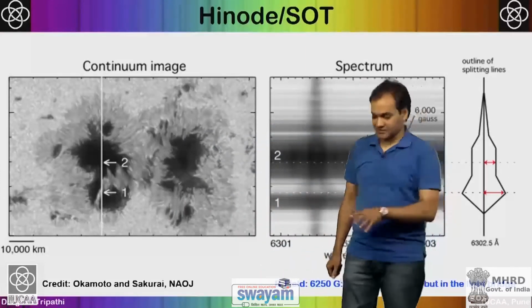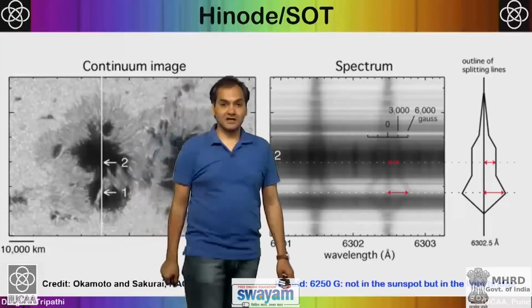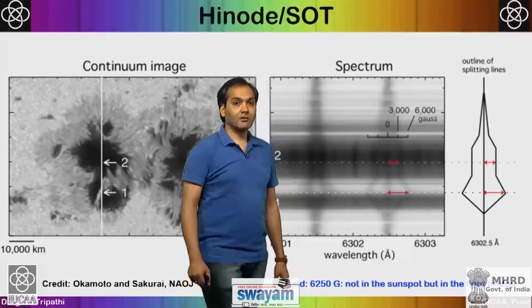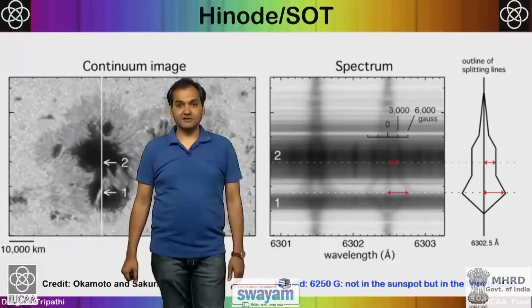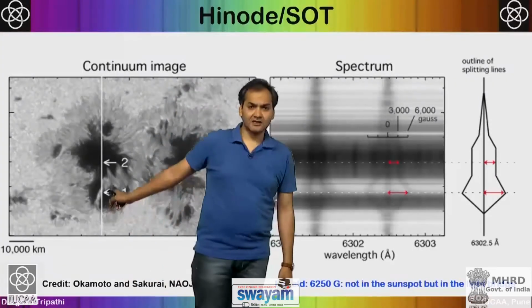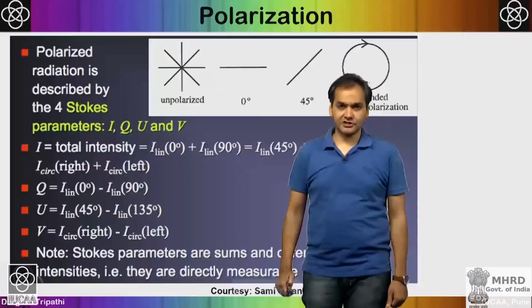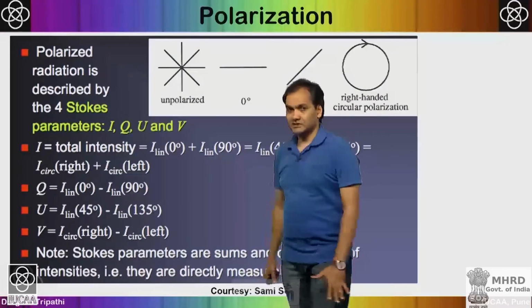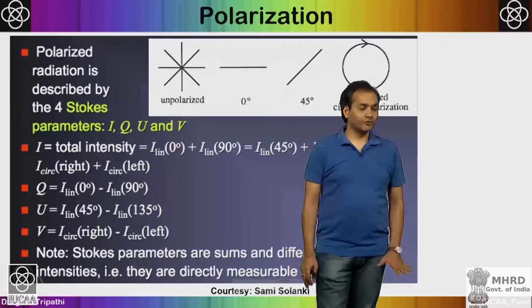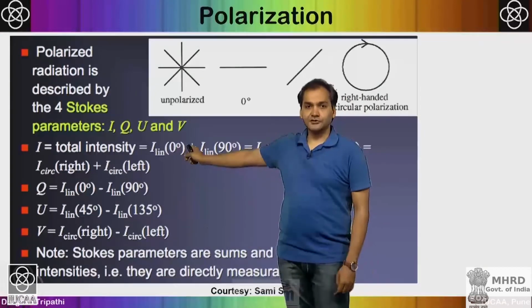So, light bridges, as I mentioned earlier, are really interesting phenomena, difficult to understand and not fully comprehended, but they show features like a 6000 Gauss magnetic field. Now, this is all done by looking at the splitting as well as the polarization. Now, polarized radiation, if you want to measure it, can be described by 4 Stokes parameters, which we call I, Q, U and V.